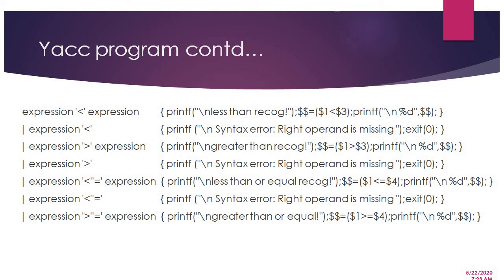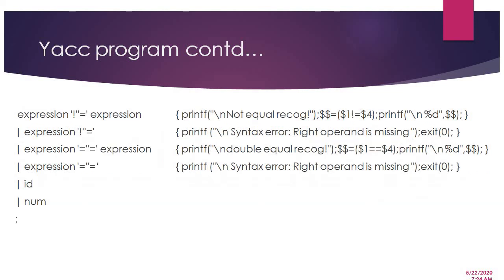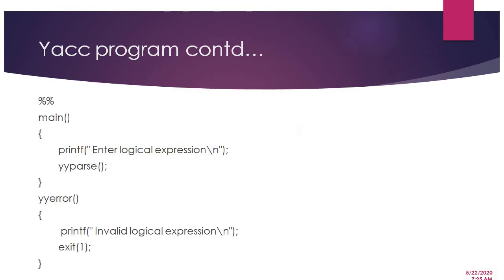This is what we have explained in lab number 8. You can go through this. If you want, you can write this particular grammar production along with its action. Again, this is a relational operator, not equal to and double equal to. The final tokens are id or number. The YACC program has yyerror; enter logical expression, yyparse, and if this is not successful, it will go to yyerror and print that it is an invalid logical expression.